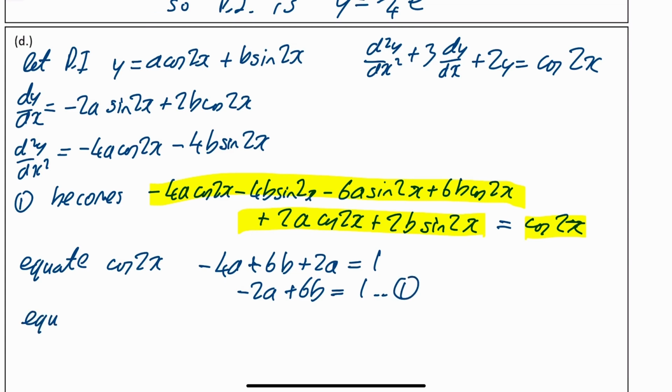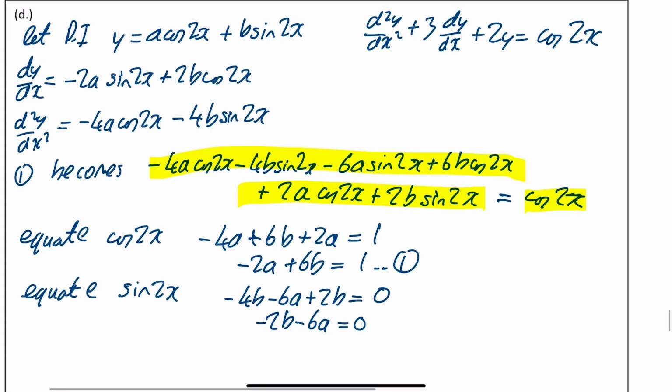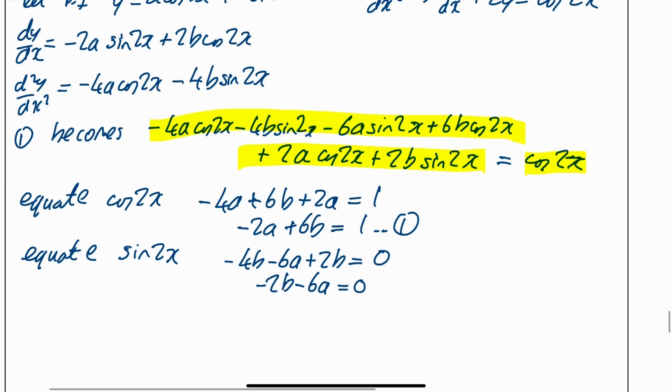And then we want to equate our sine of 2x. So you've got minus 4b minus 6a plus 2b is equal to 0, which means, with a wee bit of working out, you're going to get minus 2b minus 6a is equal to 0. That means minus 6a is equal to 2b, which means b is equal to minus 3a.